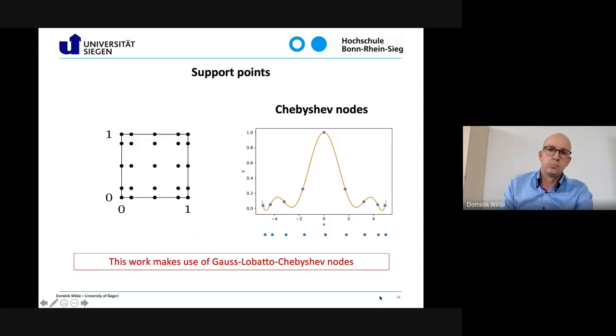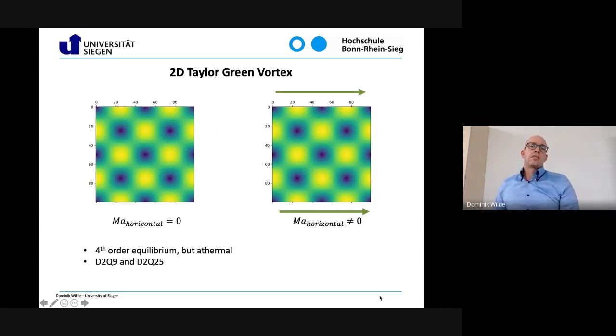So what are the results of this approach? Let's have a look at the weakly compressible flow first, just to examine the properties of the scheme. In the first approach, we used a Taylor-Green vortex, which is non-moving. This is a regular case that we all know very well, but we simulated it with a fourth order equilibrium, where all the thermal terms in the equilibrium were just dropped to be athermal. We compare to D2Q9 and D2Q25. Then, in a second scenario, we induced a horizontal velocity into the flow, and what this means I will show you in a minute.